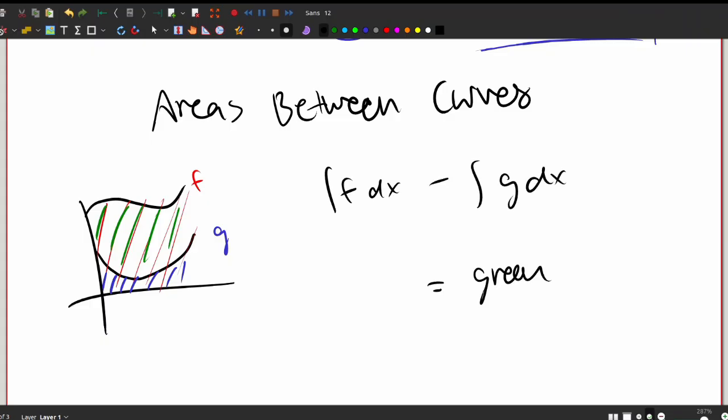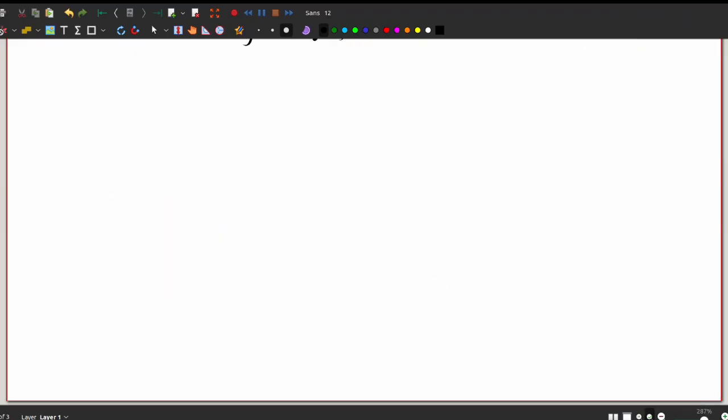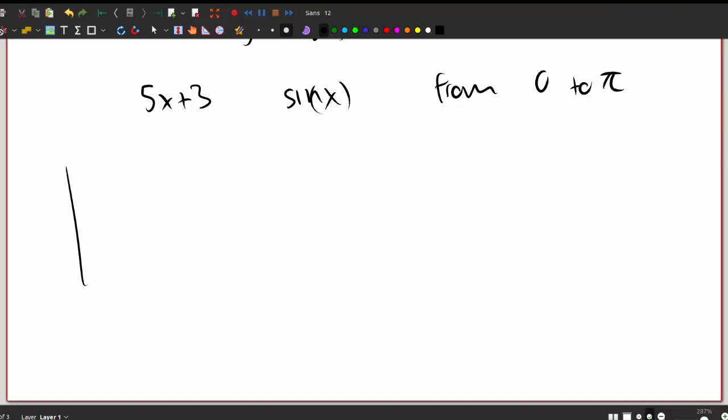So all we have to do to find the area between two curves is take the integral of the difference of the functions. For example, let's find the area between the functions 5x plus 3 and sine x from 0 to pi. So let's see what area we're trying to find. Firstly, we have a function 5x plus 3, which looks like this, and then we have sine x from 0 to pi, which looks like this. So what we're trying to find is this red area over here.